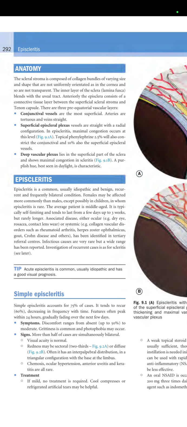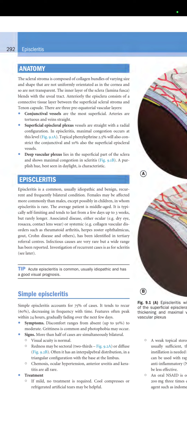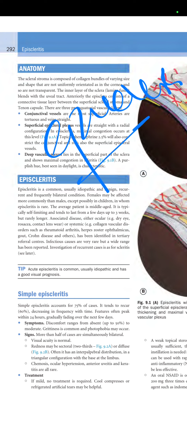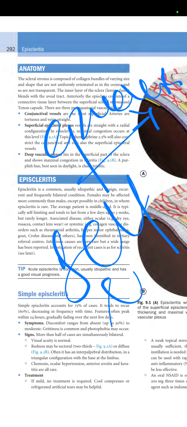Females may be affected more commonly than males, except possibly in children, in whom episcleritis is rare. The average patient is middle-aged. It is typically self-limiting and tends to last from a few days up to 3 weeks, but rarely longer. So episcleritis is a recurring disease, but it is also self-limiting, meaning that it can resolve on its own without any treatment.